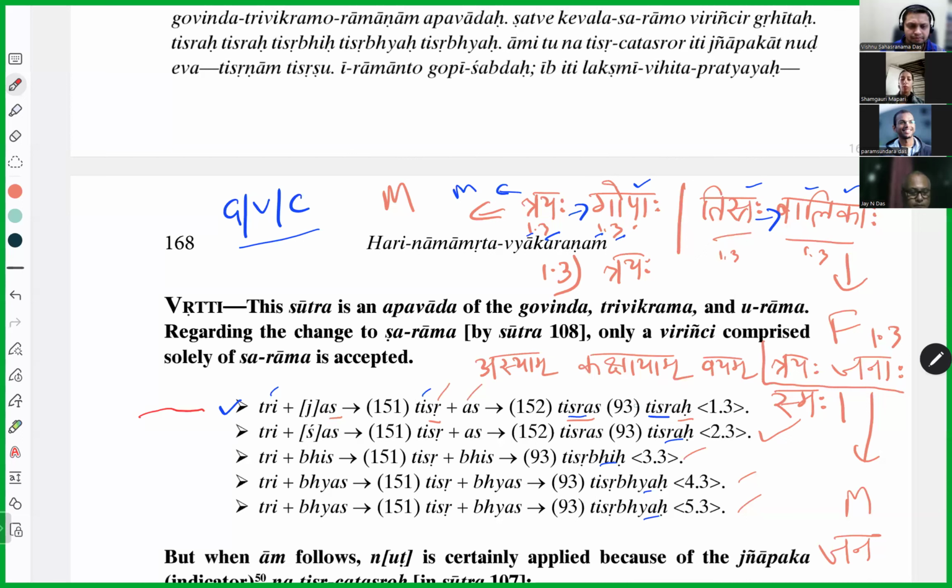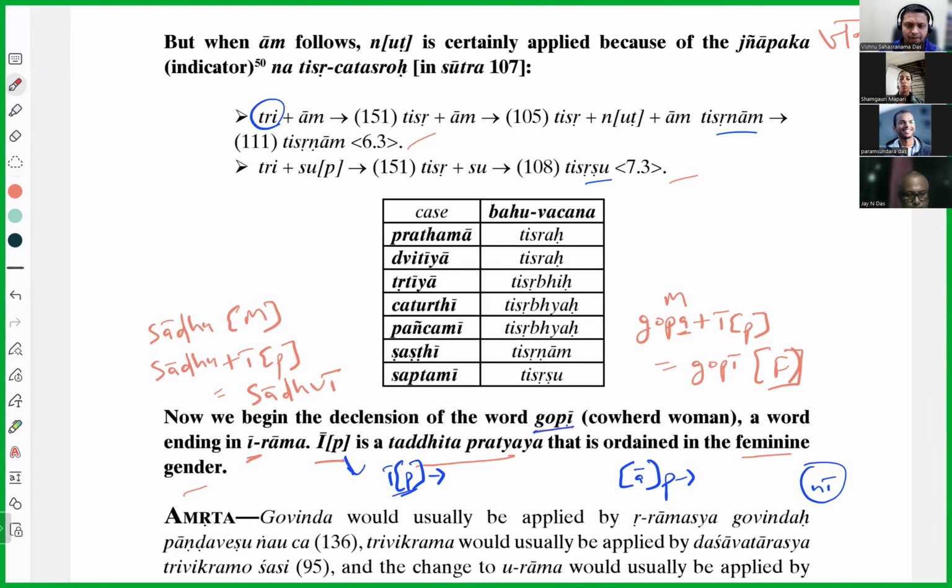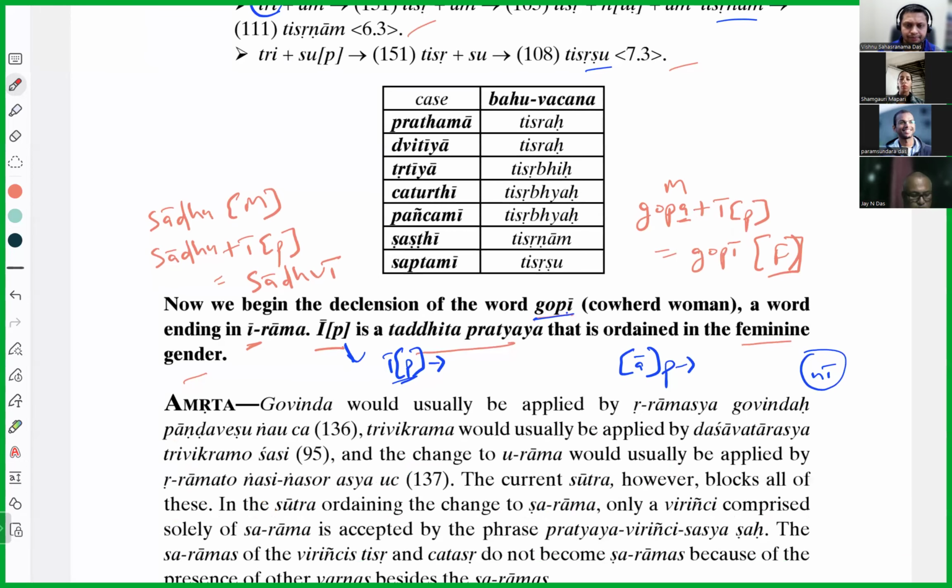Trayaha, Tisraha. Tisraha, Tisribhi, Tisribha, Tisrinam, Tisrishu. That's all, same thing. We just change 3 to Tisri and then we do the further declension.